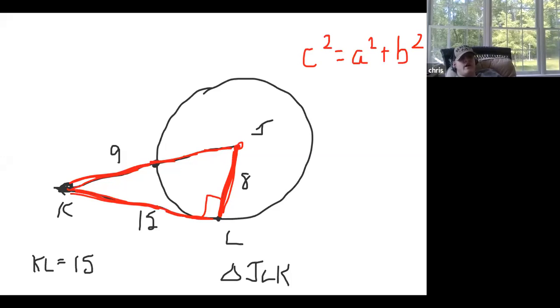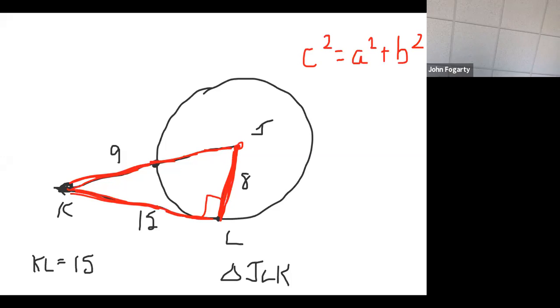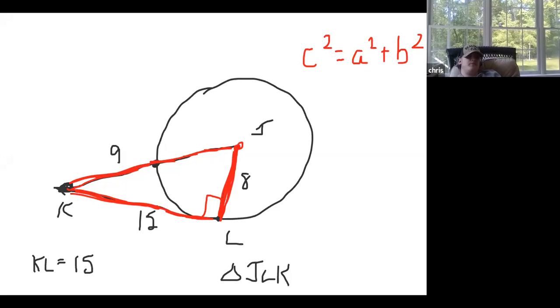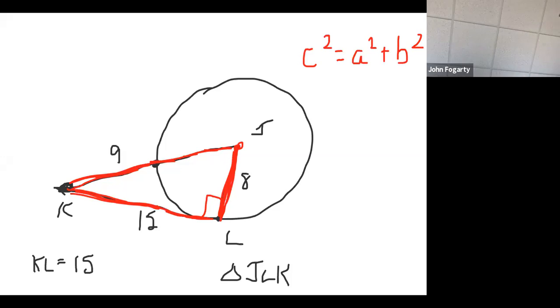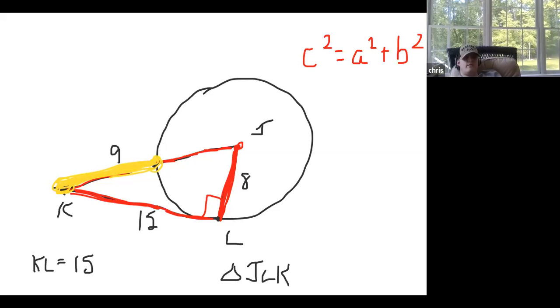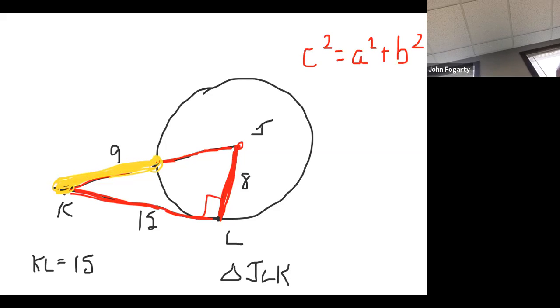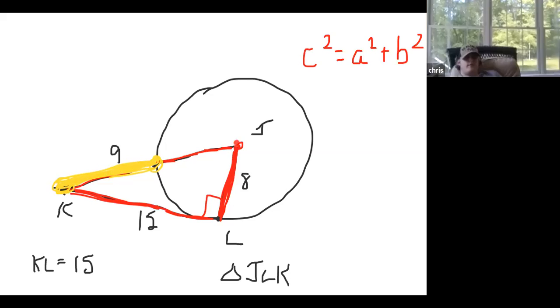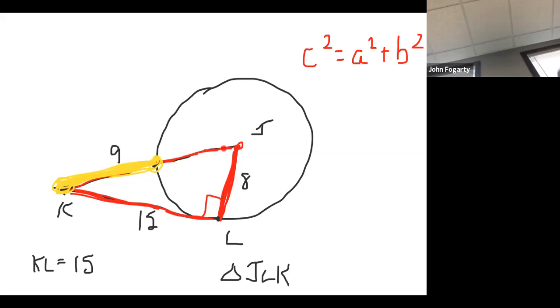8. What's KL? 15. What's KJ? 9. Really? Oh, my bad. What's this, K? 18. Huh? How do you know this side isn't 9? How do you know that this side cannot possibly be 9? Because it's the hypotenuse. Yeah. It's got to be long. So how long is it?